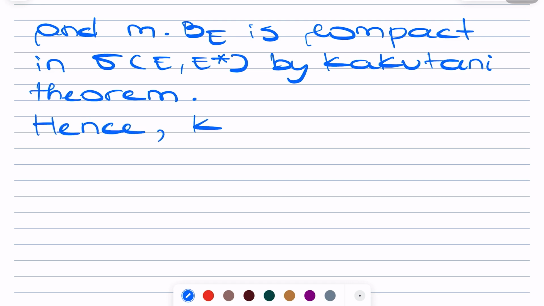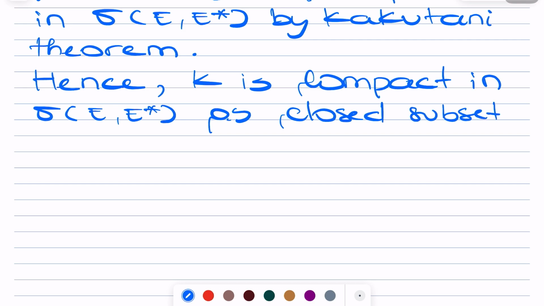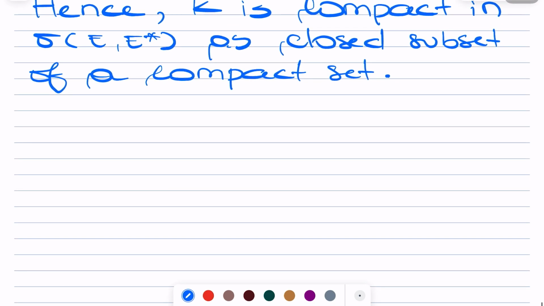Hence K is compact in the weak topology sigma(E, E star). Again, it is a closed subset of a compact set. So we are done. Okay, good.